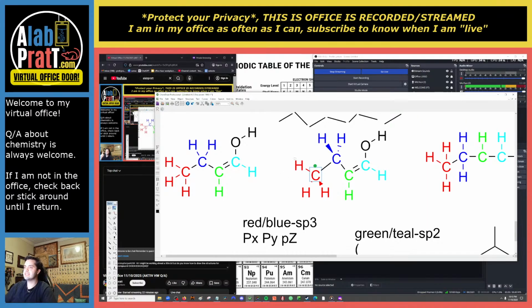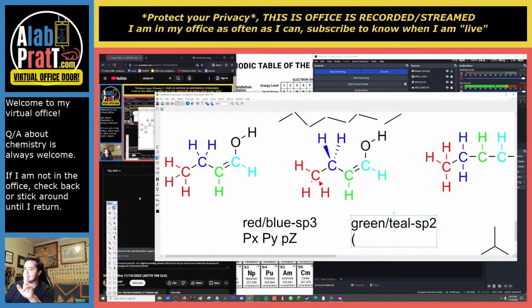I'm seeing all Y, X, and Z on the blue and the red carbon. But if the green and the teal, if I only choose two Ps, if I only choose the PX and the PY, then I can't leave the screen, because the screen is the XY plane. What you're looking at is the XY plane. We're envisioning these wedges and dashes coming out and going into the screen.